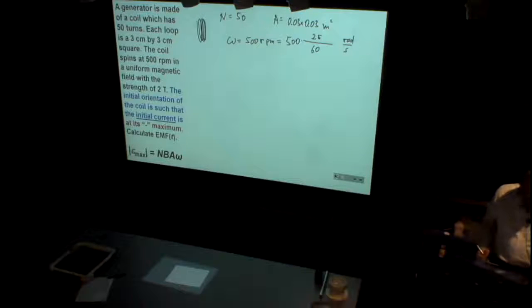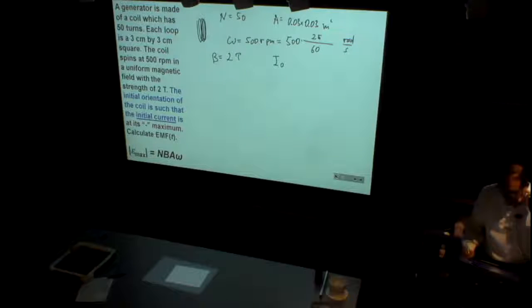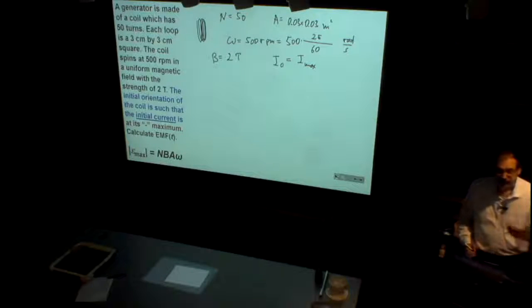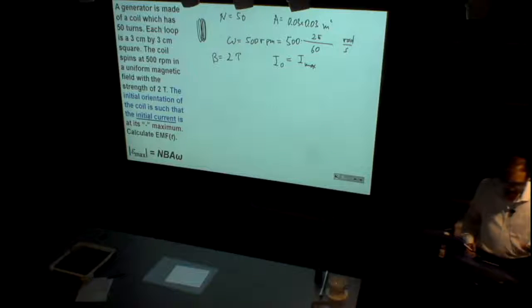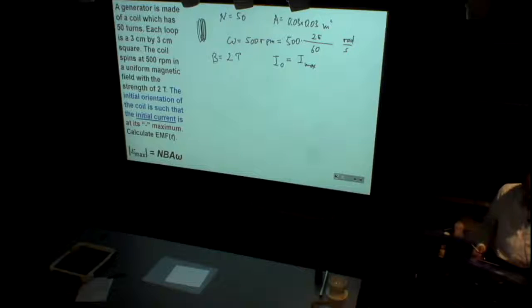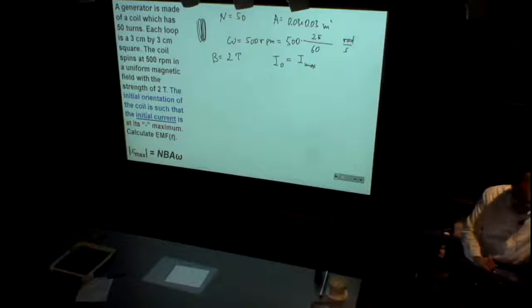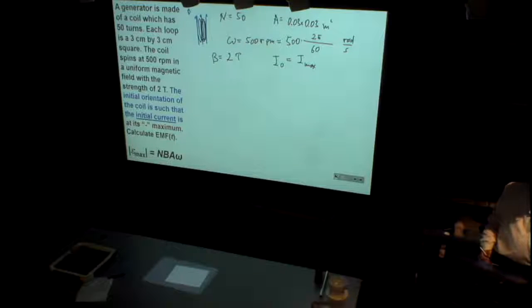Now, the coil is in a uniform magnetic field with a strength of 2 tesla. The initial orientation of the coil is such that initial current has maximum. So current at t equals 0 equals maximum. What does it mean? It tells us the orientation between the magnetic field and the coils. When the current reaches maximum, the flux has to be 0. And the flux is 0 means the magnetic field is parallel to the coils initially. So the initial flux is 0.